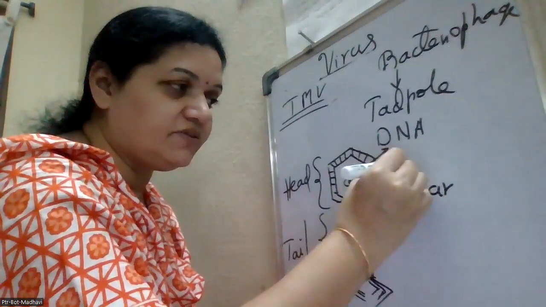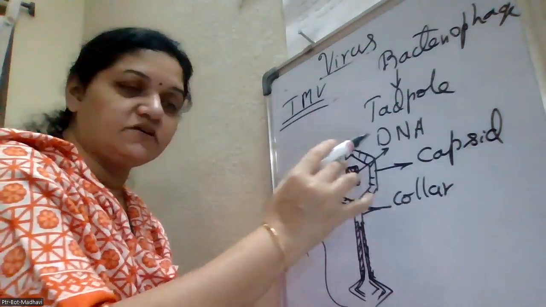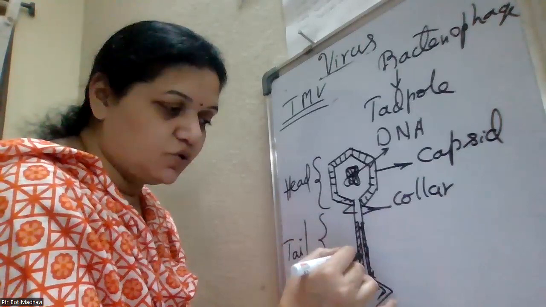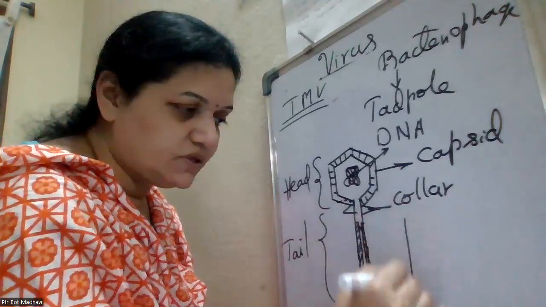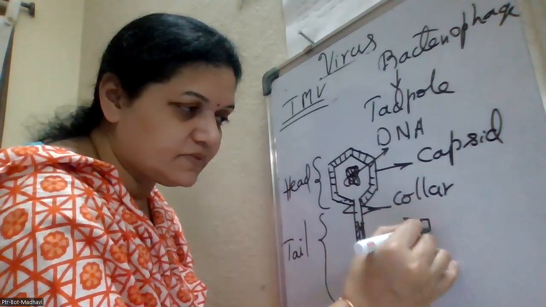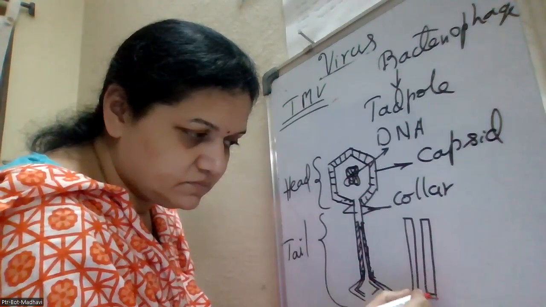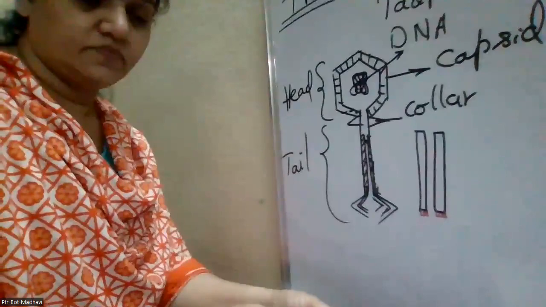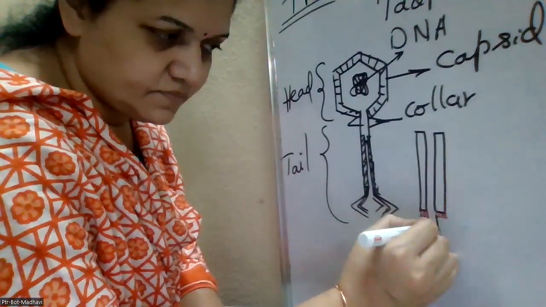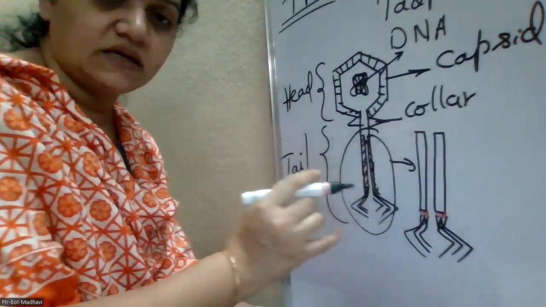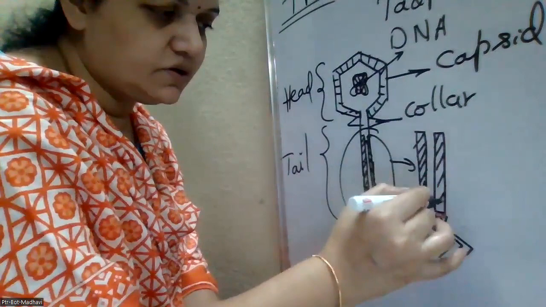The entire body is covered with a protein coat called the capsid. The head is covered with a very thick protein coat, the capsid, and inside this the genetic material is DNA. In between the head and the tail, it has a collar-like structure, and the tail has the tail core, tail plate, tail pins, and tail fibers. So the tail only we have to draw like this, and the tail has the tail pore.